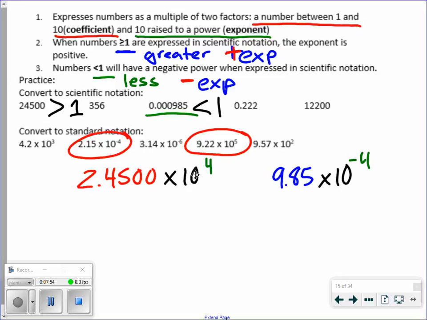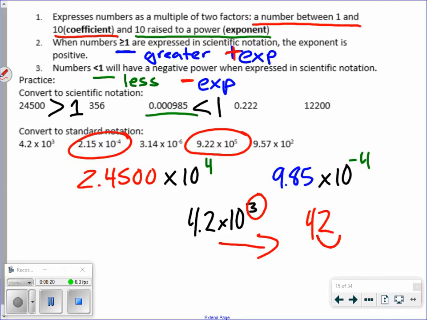Alright, so the first one, 4.2 times 10 to the 3rd. Is this number going to be less than or greater than 1? Greater than. It has a positive exponent. So my decimal is moving that way. Alright, so 4, 2, 1, 2, 3. Here is my new decimal. And I'm just going to fill in zeros in those little pockets. 4,200.